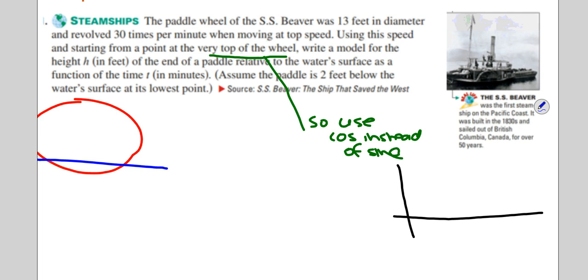So notice that at some point, how far below the water surface does it go? A little. So at the lowest point would be -2. And it's got a 13-foot diameter. So what is the highest point? 11. Good. How did you get 11? 13 subtract 2. 11. Yeah. So here's our height with respect to t. Here's our t.